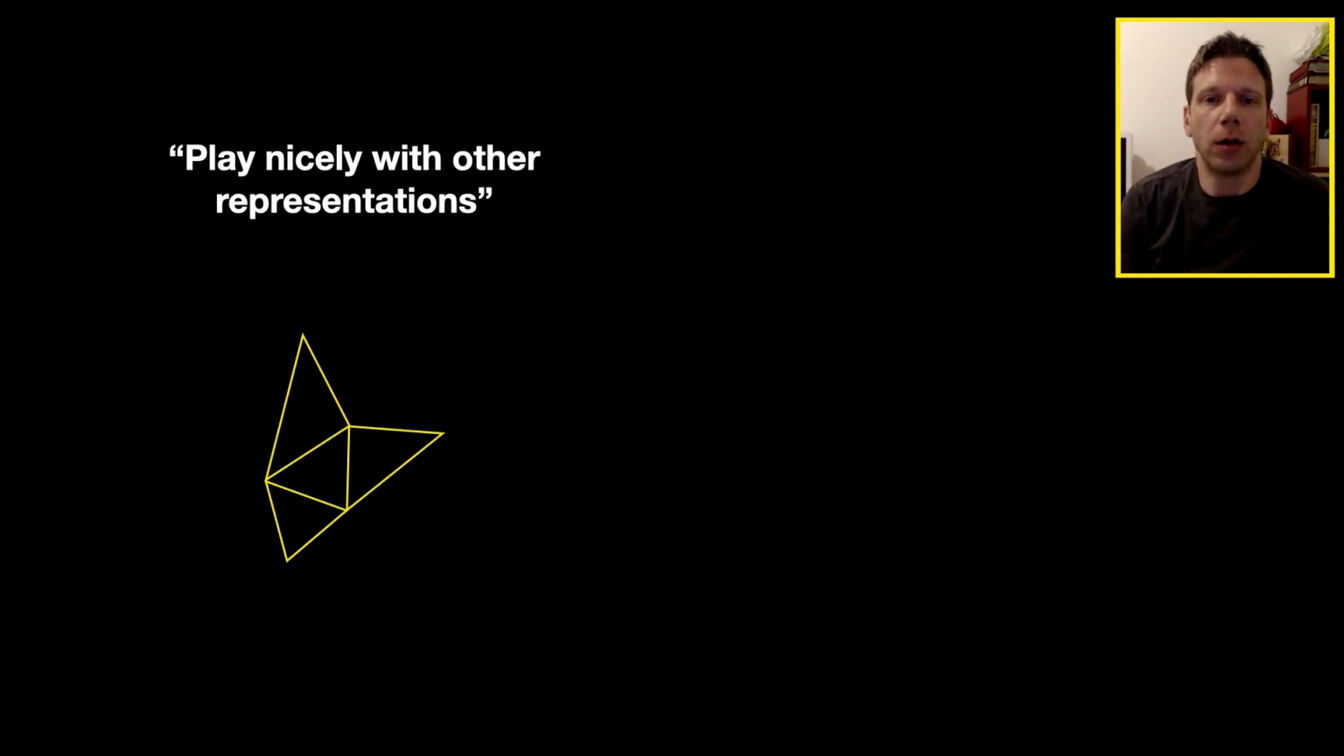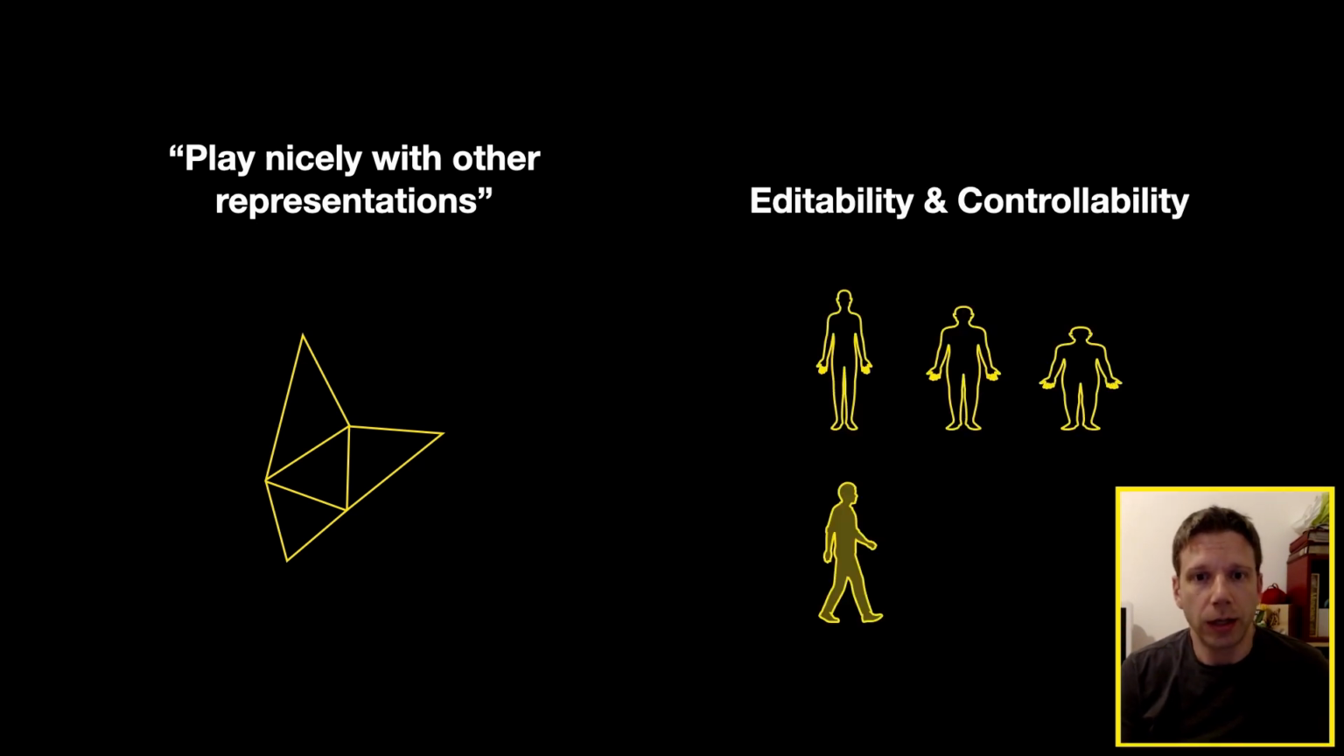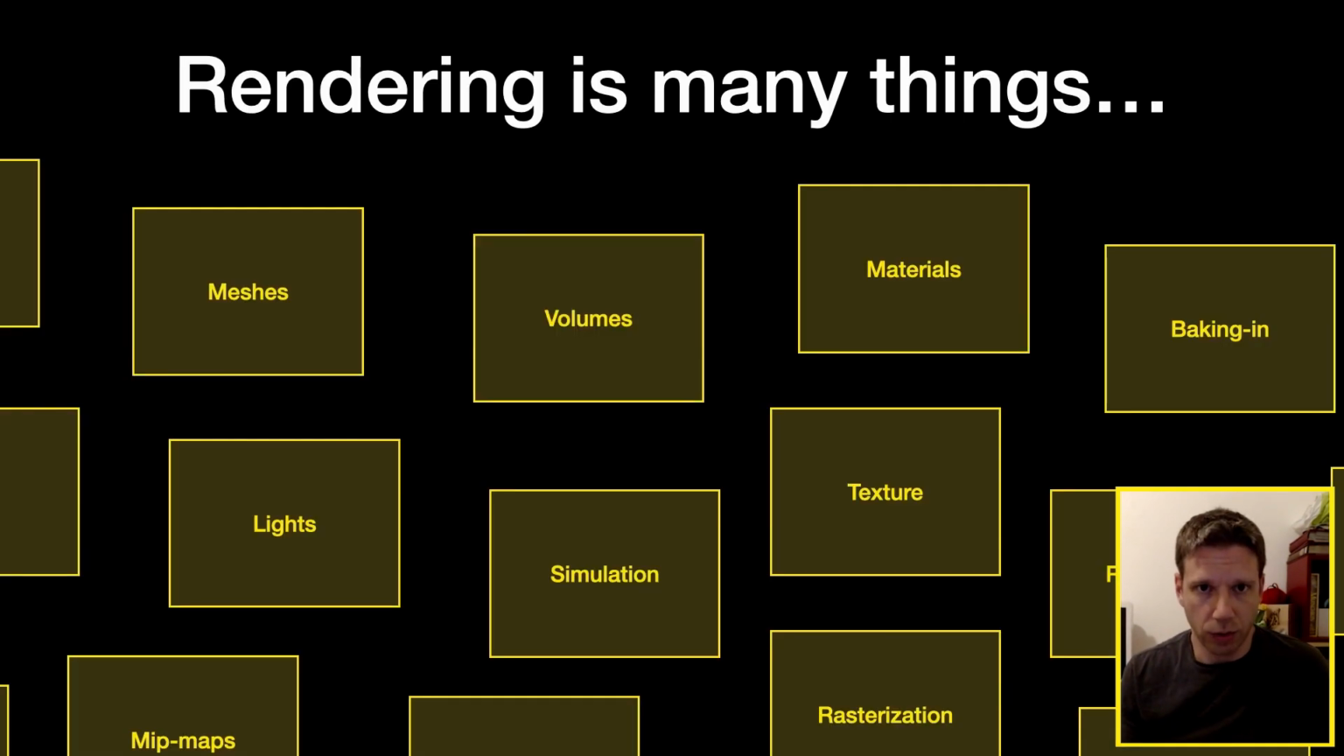The first one is about playing nicely with other representations. What do I mean by that? It means how do we incorporate neural rendering into the way we currently do rendering. More details to come. Second challenge is about editability and controllability. While neural rendering has come a long way, definitely, in the past 2 years or so, it's still way easier to edit and to animate good old-fashioned polygonal meshes. Okay, let's start with the first challenge.